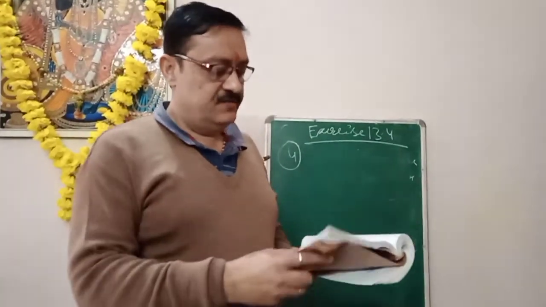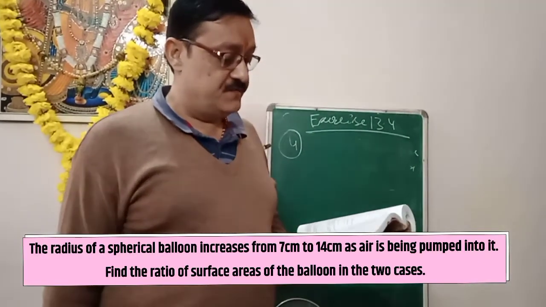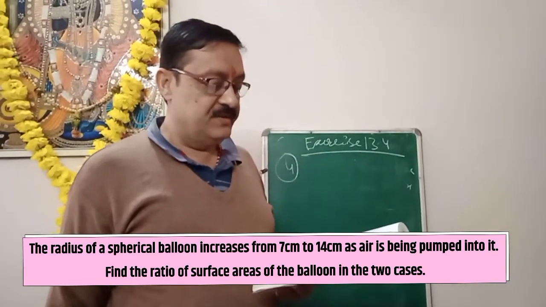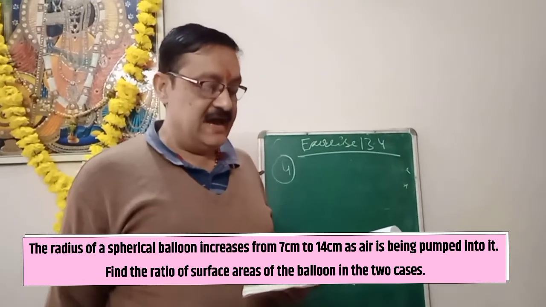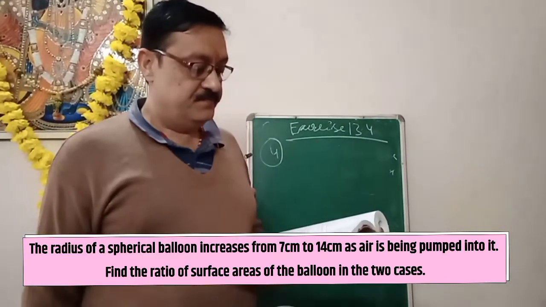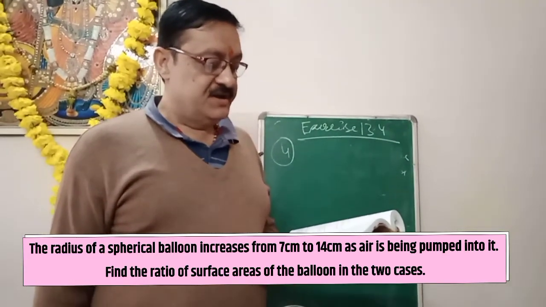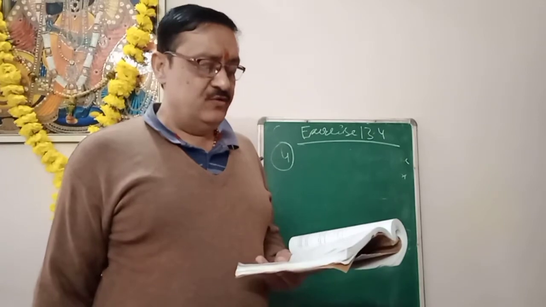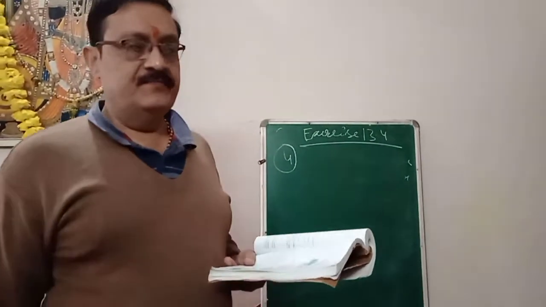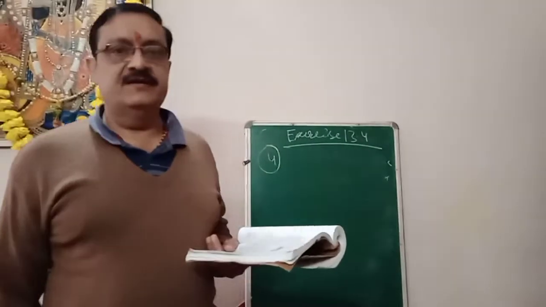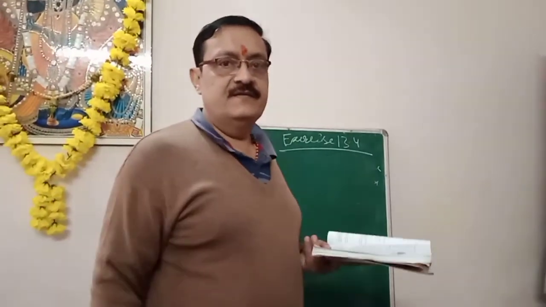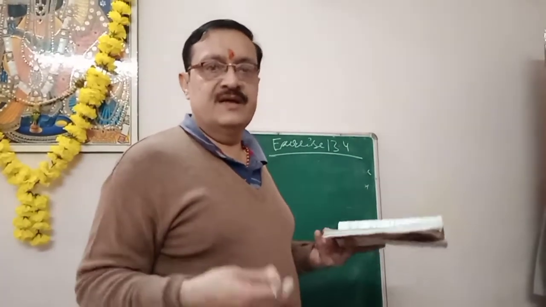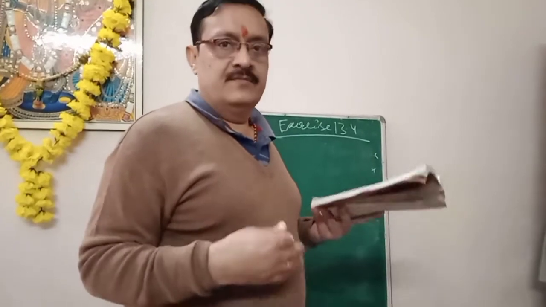Now coming to the fourth question of exercise 13.4. The radius of a spherical balloon increases from 7 centimeter to 14 centimeter as air is being pumped into it. Find the ratio of surface areas of balloon in two cases. A balloon is there, air is being pumped into it. We know when air is pumped into it, the volume increases and the balloon becomes bigger.